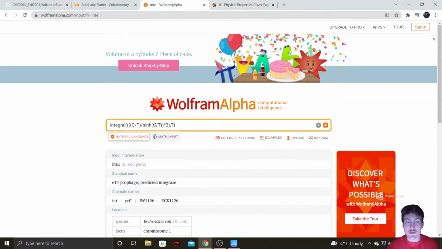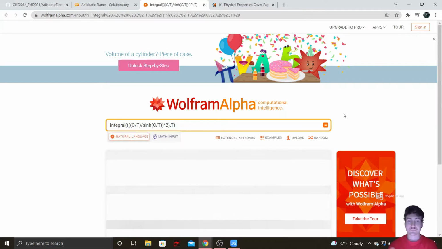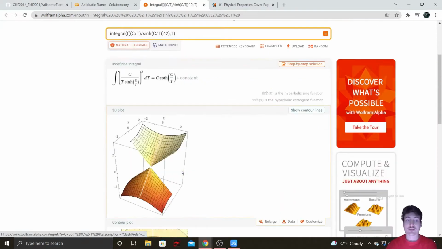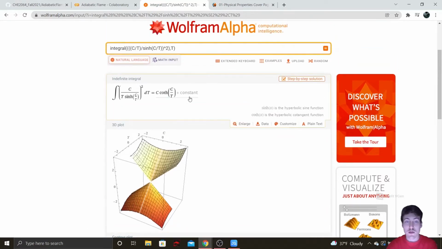And that is what we have in here. So C over T over sinh of C over T, squared, with respect to time. So we can go ahead and compute that, wait for it to load. And this is going to be the resultant of that.